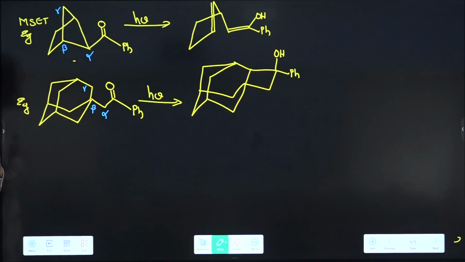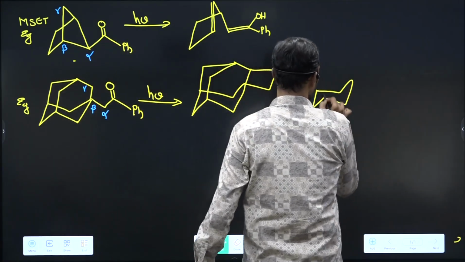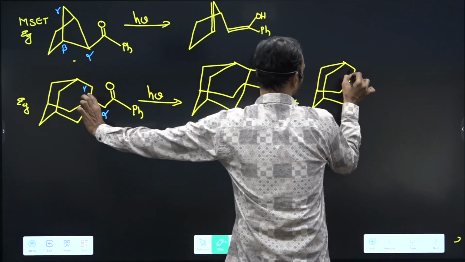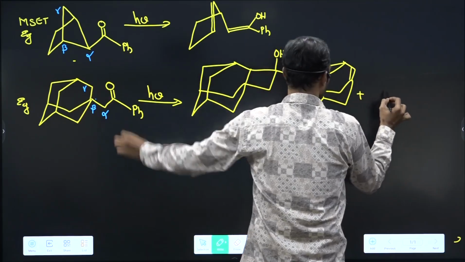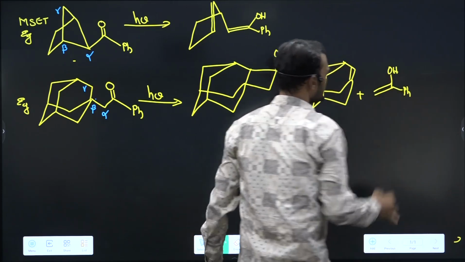So why is Norrish type 2 cleavage not possible? Here cyclobutanol is major but not Norrish type 2. See, suppose if I write Norrish type 2, what is your answer if it is Norrish type 2 cleavage? Can I write like this? Here beta gamma double bond. Then alpha this double bond, alcohol, and this is Ph.